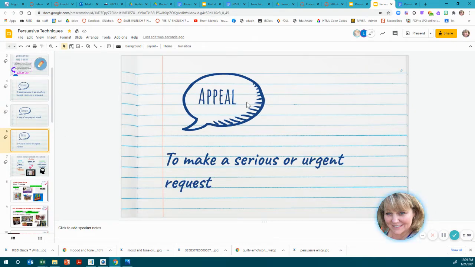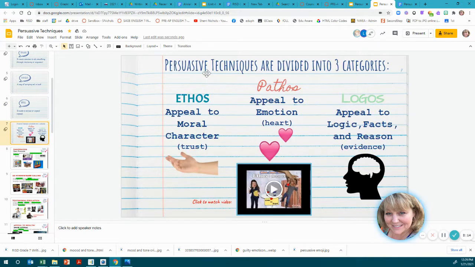And then we have an appeal. And so when you appeal to someone, it's to make a serious or urgent request. We have what we call persuasive techniques. We divide them into 3 different types of appeals. And the 3 categories are ethos, pathos, and logos.